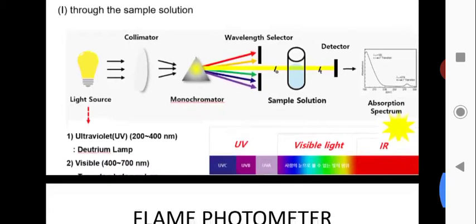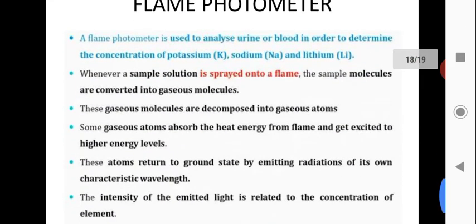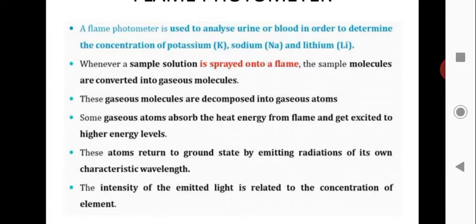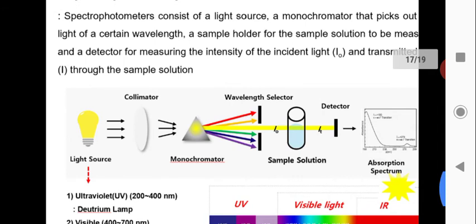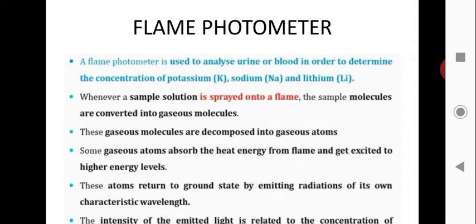So ultraviolet rays have 200 to 400 nanometers. So we can see the visible light, different wavelengths. Next we will see the flame photometer. From this spectrometer we are able to detect the total number of components, the number of particles, the number of red blood cell particles, by simply passing the light through the sample through a monochromator. So okay, next we see about the flame photometer.